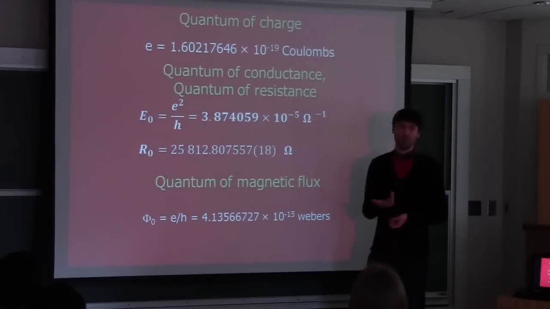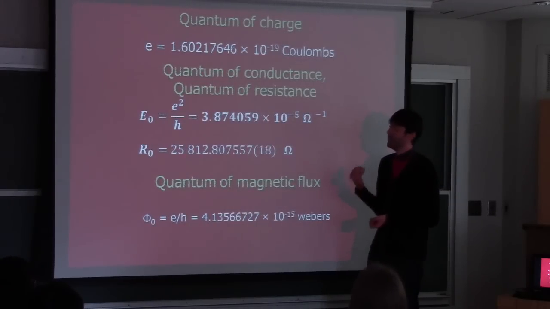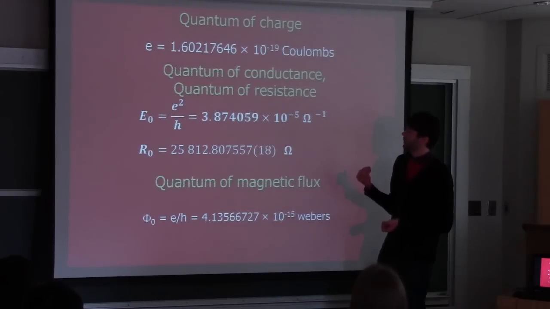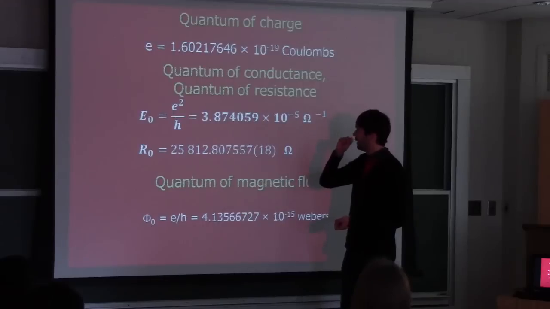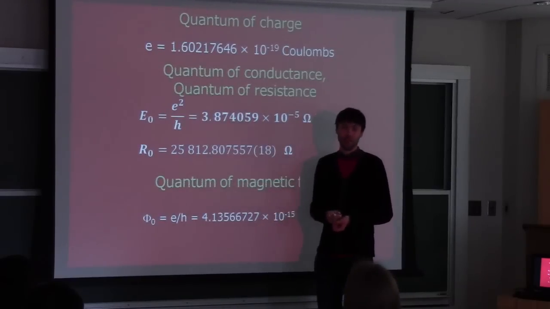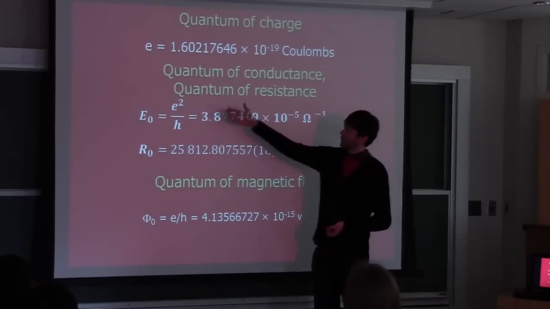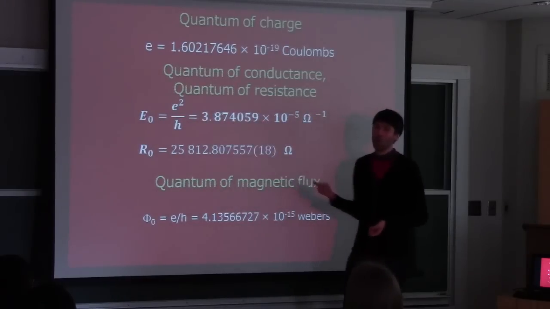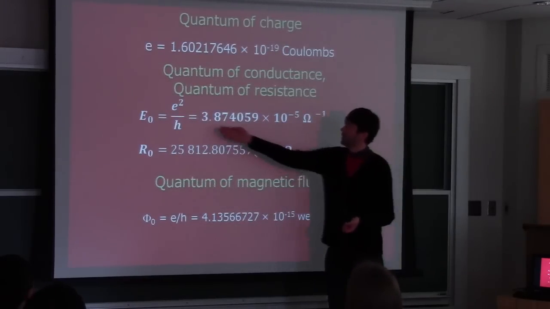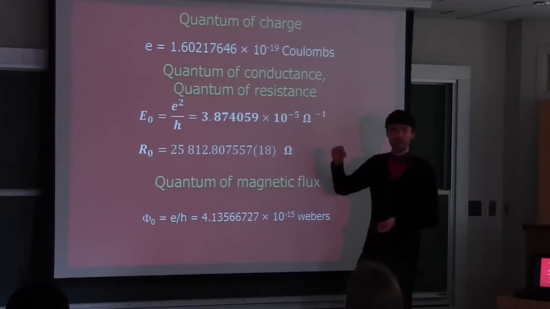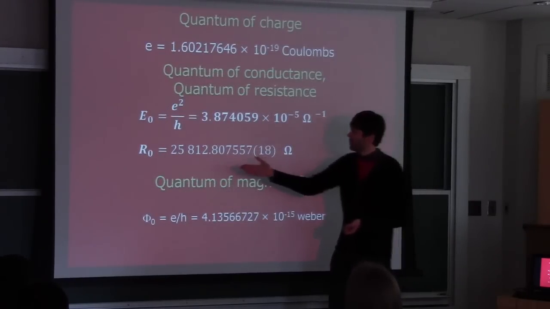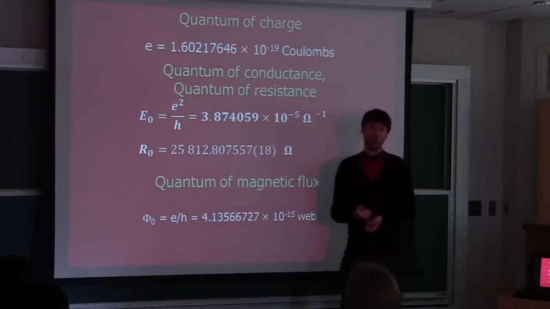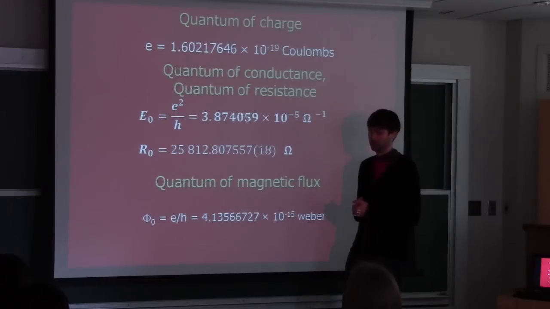Apparently resistance, or better yet conductance, can also be quantized. Yeah? The quantum of conductance, this should be G, I apologize, is just e squared over h. Yeah? So if you work out these units, this will be 1 over ohm. And it is this messy value, so it's much easier to remember a quantum of resistance, which is about 26 kilo ohms, 25.8 kilo ohms.